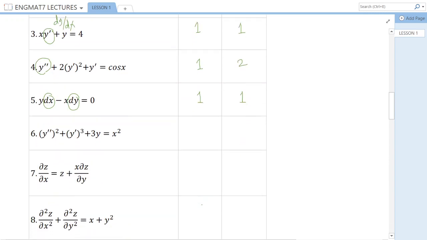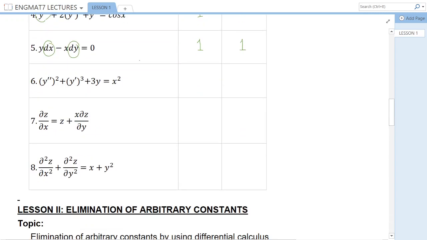For number 6, the highest order is here, which is 2, and the degree for the highest order is also 2. For this one, the partial derivative, the order is 2 and this is considered as raised to 1, so that is 1. For this one, it's the same: the highest order is 2, and it is raised to 1, so that is the degree.